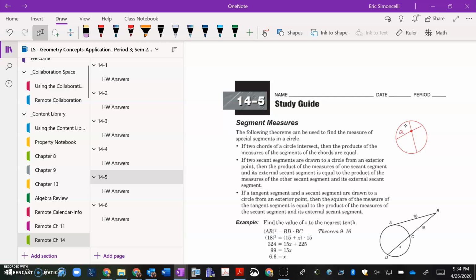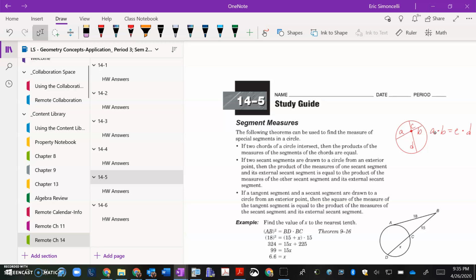inside the circle. This segment A and this segment B are comprising that full chord. So segment A and segment B together give you that first chord, while segment C and D combined give you that second chord. So again, if two chords of a circle intersect, then the products of the measures of the segments of the chords are equal. The product of the measures would look something like this. We would say A times B simply is equal to C times D.